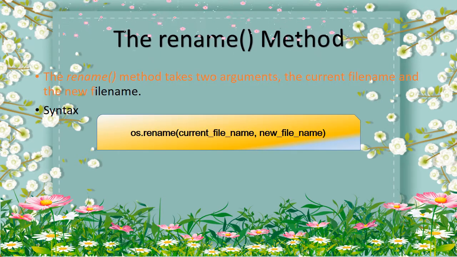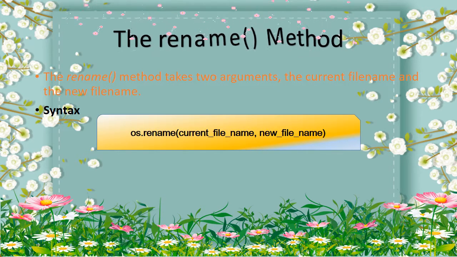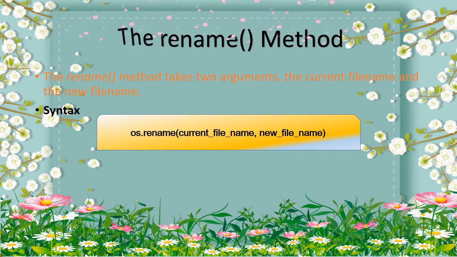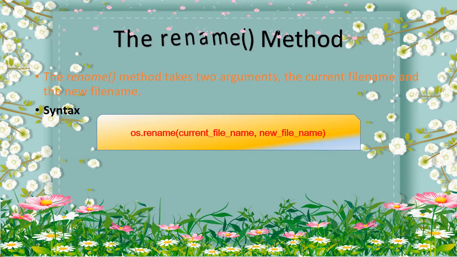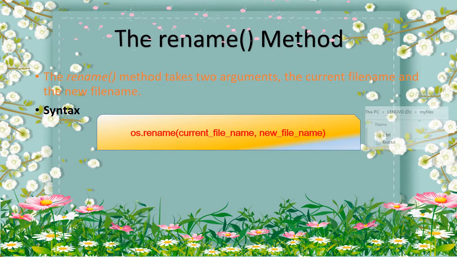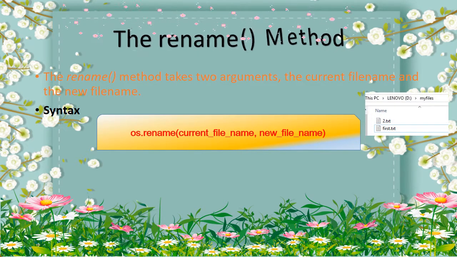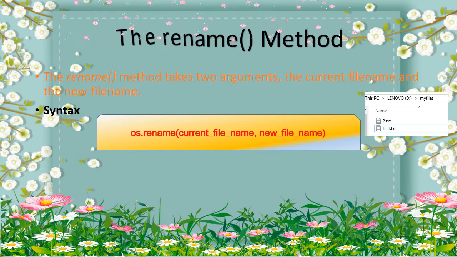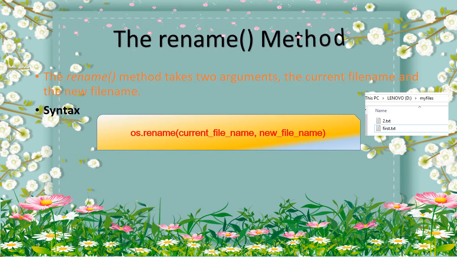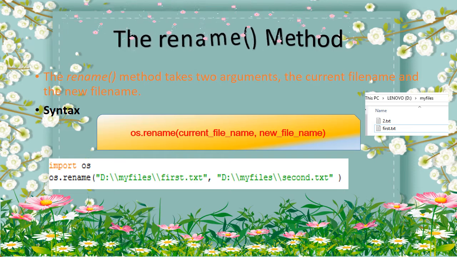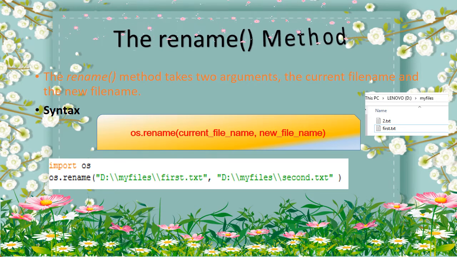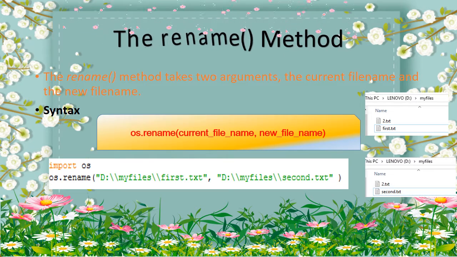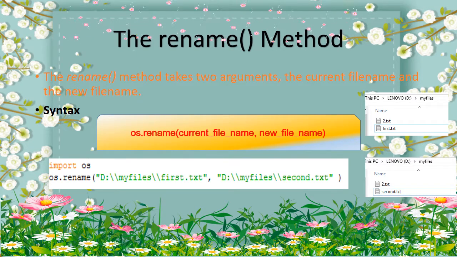And using the rename function we can change the existing file name to a new file name. The syntax of rename is os.rename of current file name comma new file name. Under my files folder we have two files, 2.txt and first.txt. I'm going to change the first.txt name into second.txt using the function rename. Now you see it has changed, first changed into second.txt.